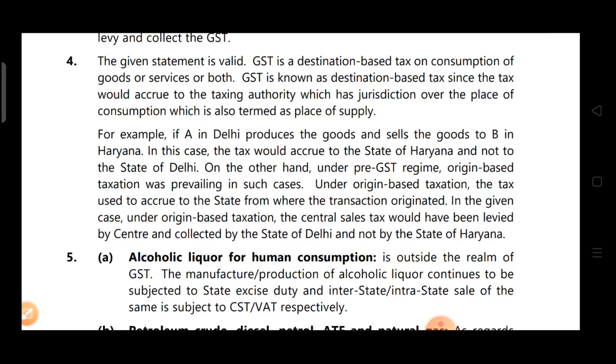On the other hand, under the pre-GST regime, origin-based taxation was prevailing in such cases. Under origin-based taxation, the tax used to accrue to the state from where the transaction originated, in this case Delhi. So as per the pre-GST regime, the tax would accrue to Delhi. In the given case, under origin-based taxation, the central sales tax would have been levied by the centre and collected by the state of Delhi and not by the state of Haryana. So at present, in the GST regime it is destination based tax, and in the earlier regime the tax would accrue to the state where the transaction originated, like Delhi.